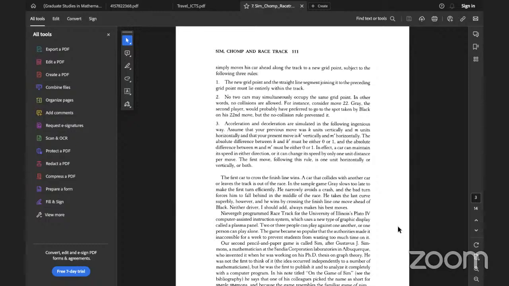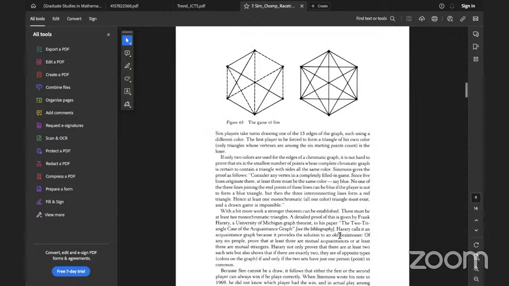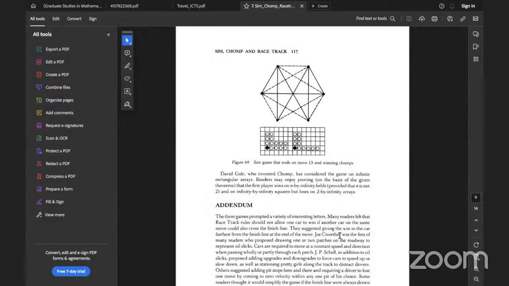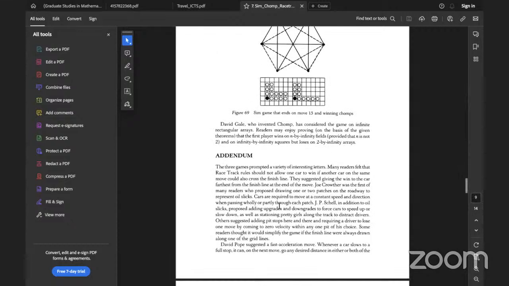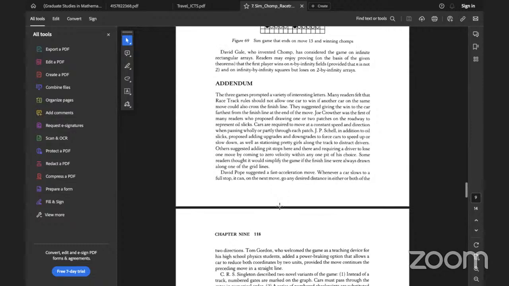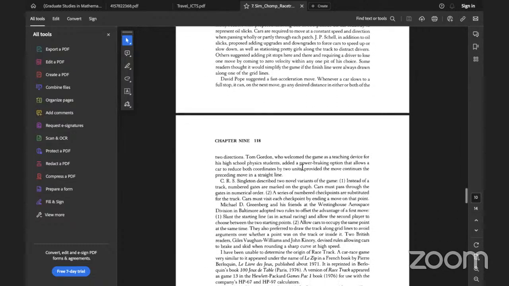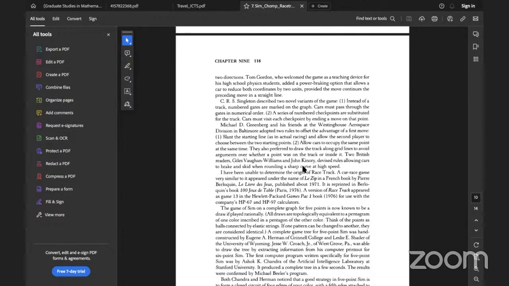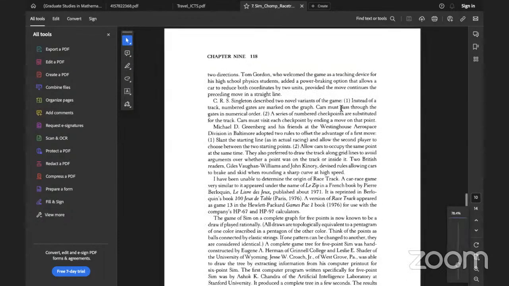Yeah, the game became so popular that authorities made it inaccessible for a week to prevent students from wasting too much time on it. So I don't know that there's any simple analysis. Okay. Yeah, but again, you can force all sorts of conditions onto it.